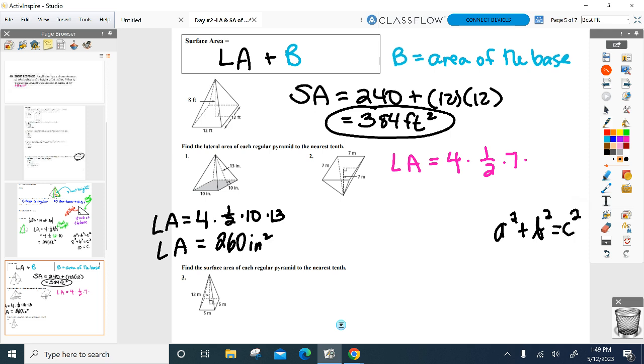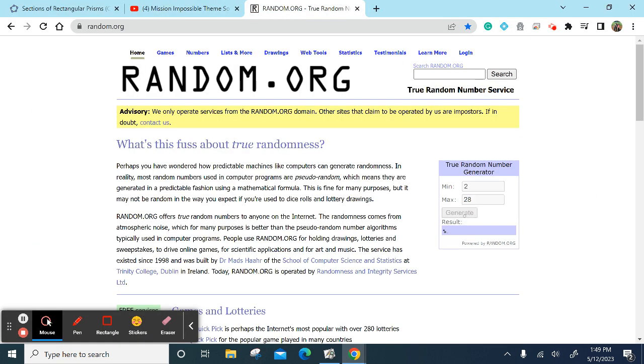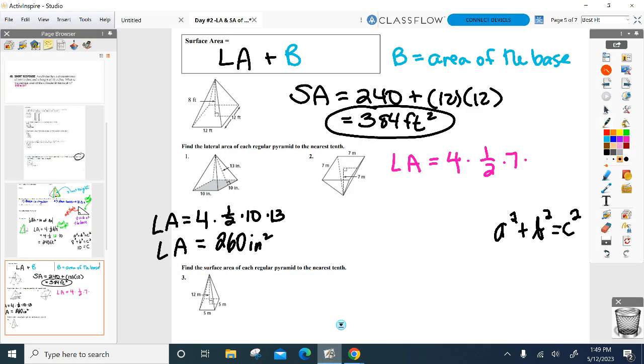All right, what do you plug? What are the 2 legs then? What are my 2 legs going to be? 7 and 3.5. Nice. Everyone see where he's getting the 3.5 from? Half the base. 3.5. Darn right, you're not rounding this thing. You better not be, because that might throw off your lateral area.